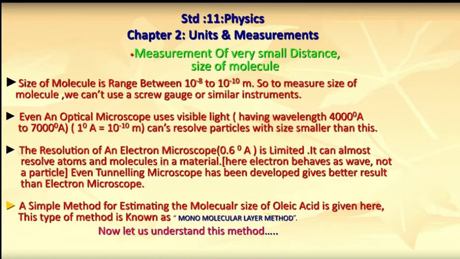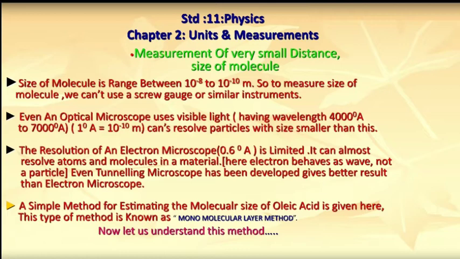Even an optical microscope uses visible light having the wavelength 4000 angstrom to 7000 angstrom. Here 1 angstrom is 10 raised to minus 10 meter. So this microscope can't resolve particles with size smaller than this. The resolution of the electron microscope is 0.6 angstrom, which is limited. It can almost resolve atoms and molecules in a material.